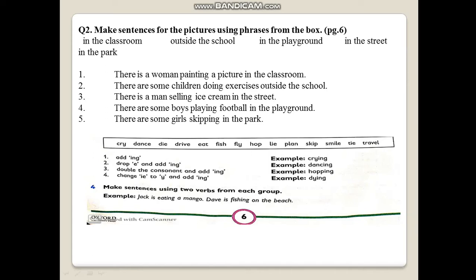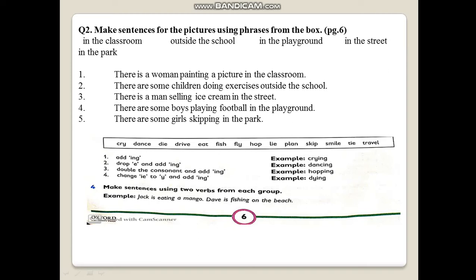For example, you have the word hop. You have to double the last letter: HOPPING, hopping. You have to change the word lie, LIE, by dropping IE and adding Y and then adding ing: lying. The same is the case with die. Drop the IE and add Y, DY, add ing, dying, DYING, dying.